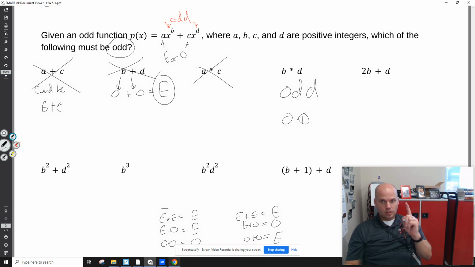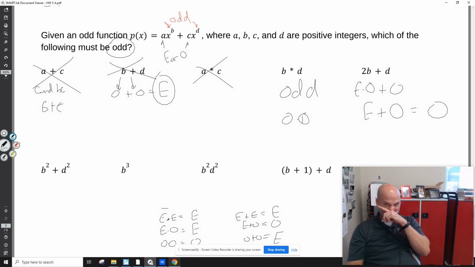2B plus D. Okay, so this is an even times an odd plus an odd. Even times an odd is an even. An even plus an odd has to be odd. That's nice. This is odd.